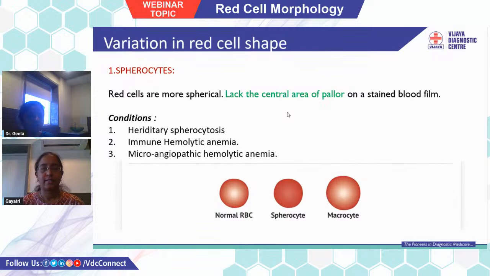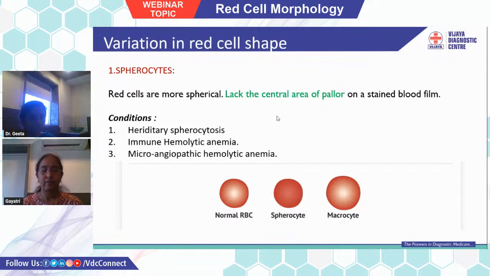Coming to variation in the red cell shape, which is also called poikilocytosis, the first condition is spherocytes. The normal red blood cell is usually biconcave, but here the cells are more spherical. They don't have the central area of pallor. The most common condition is hereditary spherocytosis, but they can also be seen in autoimmune hemolytic anemia and microangiopathic hemolytic anemia.